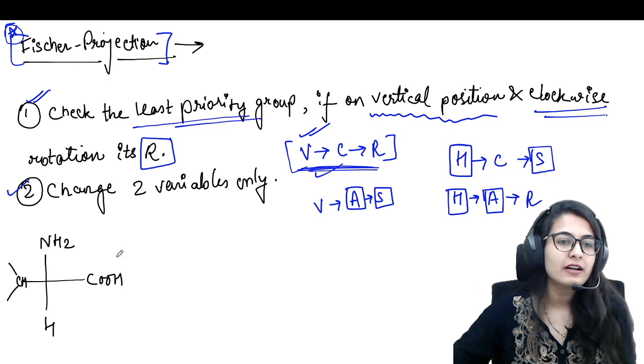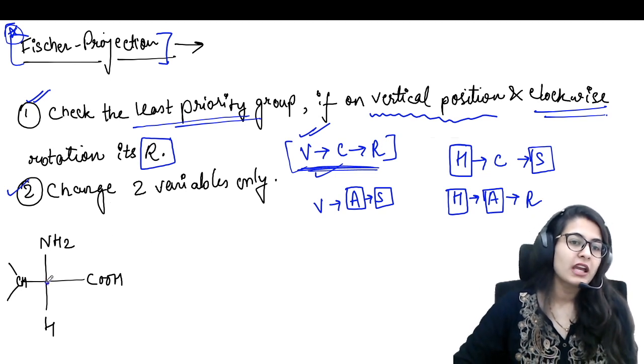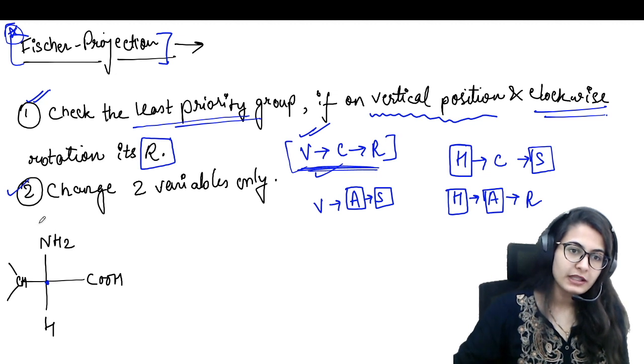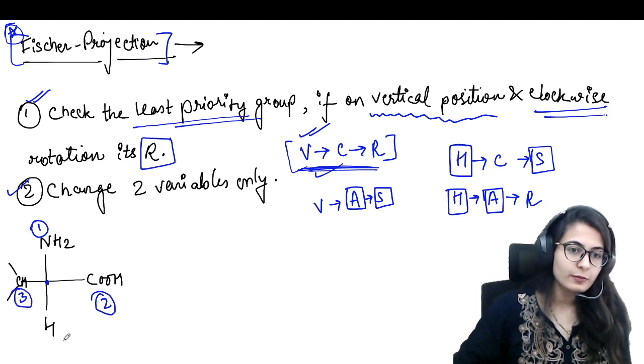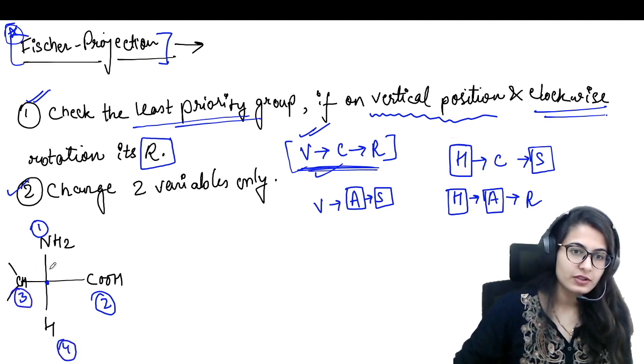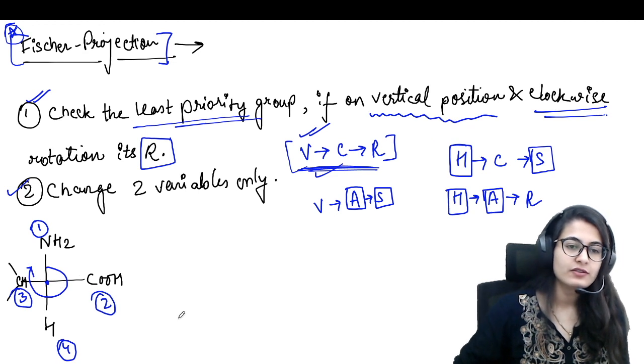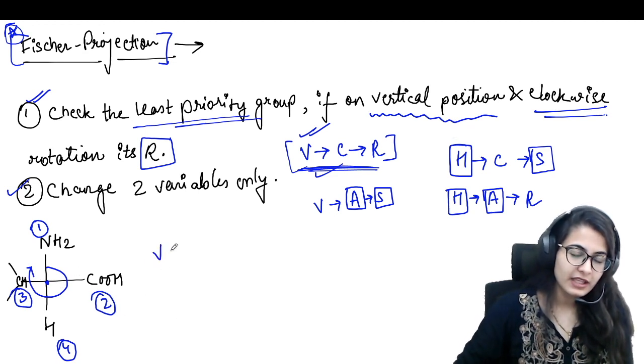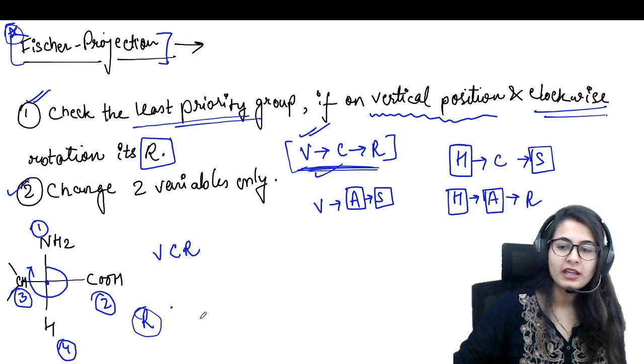So just remember this one, and remember you can change only two variables. So let's try this out on this molecule over here. First thing, give the priority with respect to CIP rules. So the amine group is going to get the first priority, second for the carboxylic acid, third for the isopropyl, and fourth for the hydrogen. 1, 2 and 3 is going to be clockwise, and we see H in vertical position, and we see clockwise, and we see R. This is going to be an R configuration molecule.